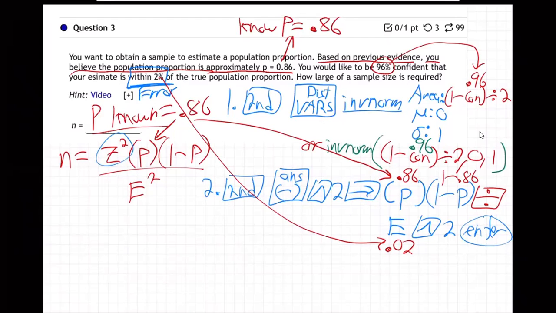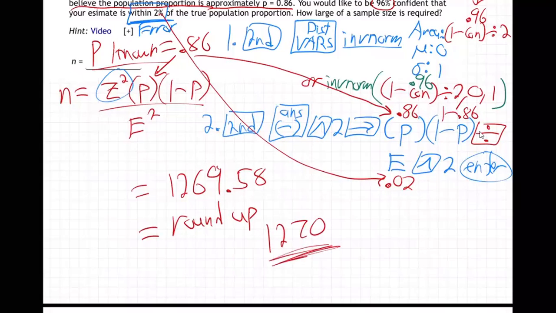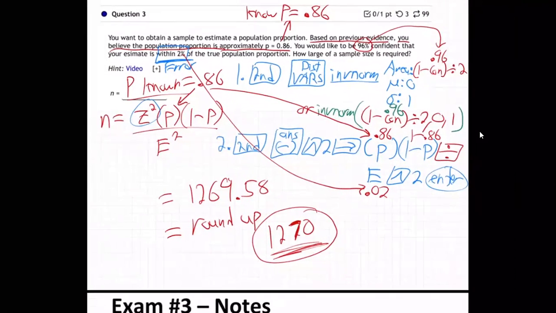All right, I'm getting 1269.58. And then, of course, remember, we always round up, even if that was 0.001. So 1270, right? Talking to more people is better. They're saying you need to talk to exactly 1269.58, but you can't talk to 0.58 of a person. So you talk to one more person, 1270 people, and that'll get you the accuracy you need.